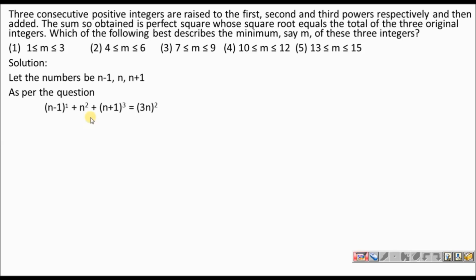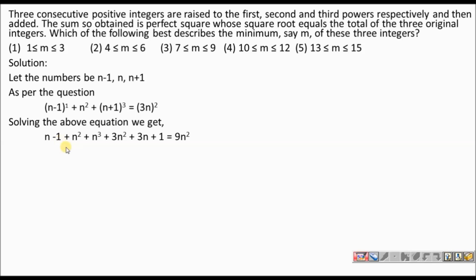This is the tricky part, or the difficult part, that is framing the equation. Once you do this, the rest of the question is easy. So let's see how we can solve this. Solving the above equation, we get n minus 1 as n minus 1, n square is nothing but n square, and n plus 1 whole cube. I know a plus b whole cube is a cube plus b cube plus 3a square b plus 3ab square. So I have n cube plus 3n square plus 3n plus 1, that is what we get. And the square of 3n is nothing but 9n square. That's what we get when we simplify this equation.